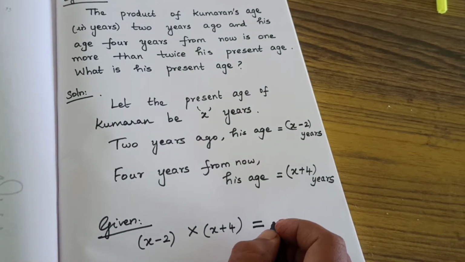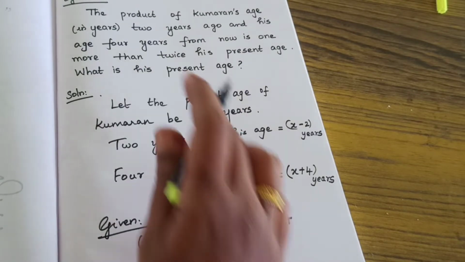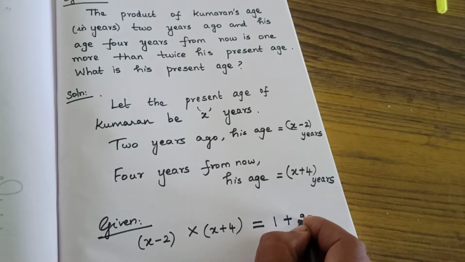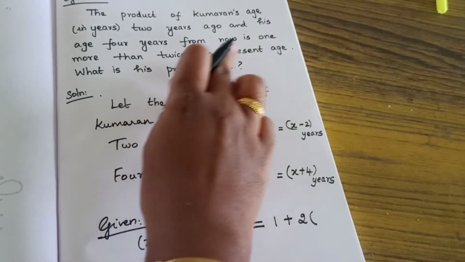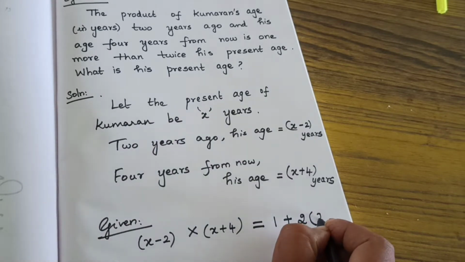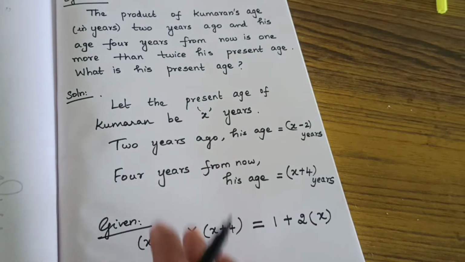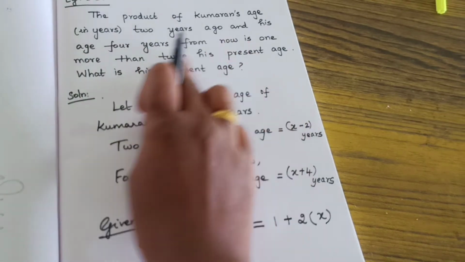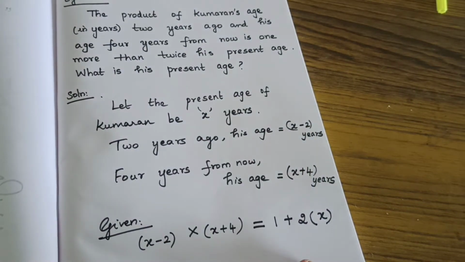1 more than. What is the meaning? 1 more than, 1 plus. Twice, 2 times. 2 into his present age. What is his present age? X. So what is the first step? We need to rearrange the wordings into statement.